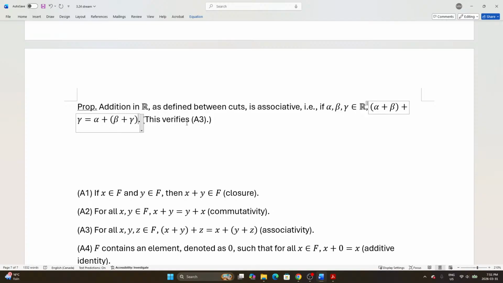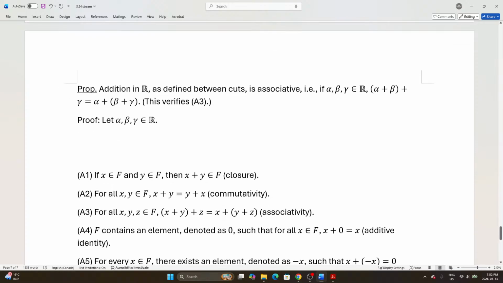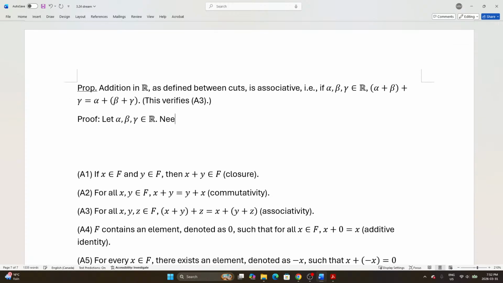Okay, so this verifies A3, the proof. It should also be quite easy. So let alpha, beta, and gamma be in R. I think it boils down to the fact that addition between rationals is associative. All right, so I need to show a double containment relation.